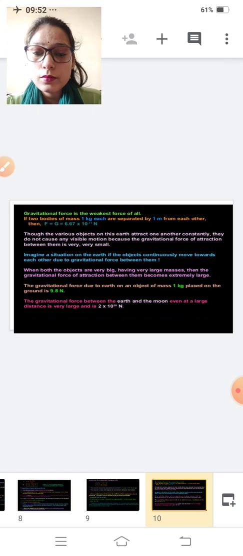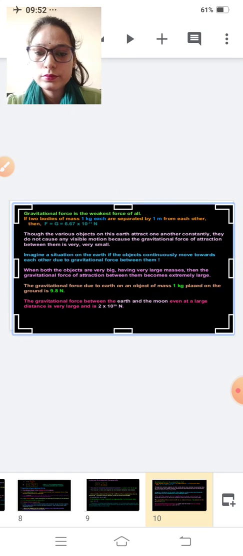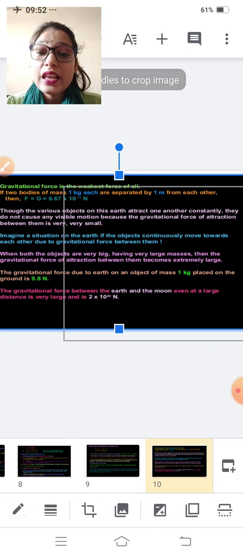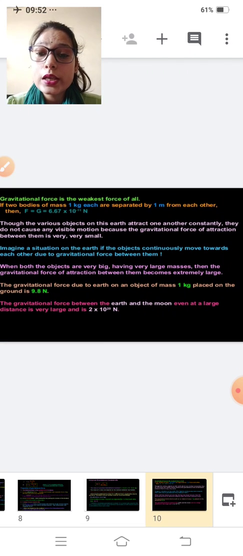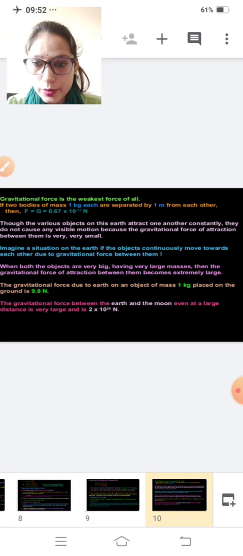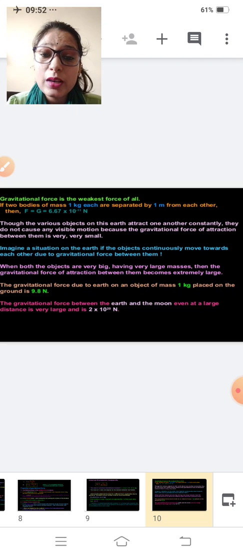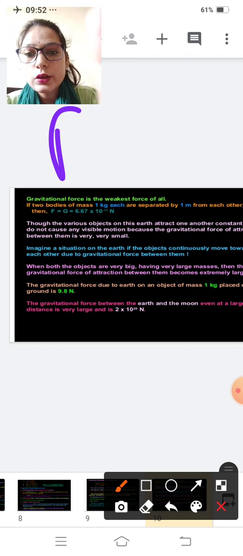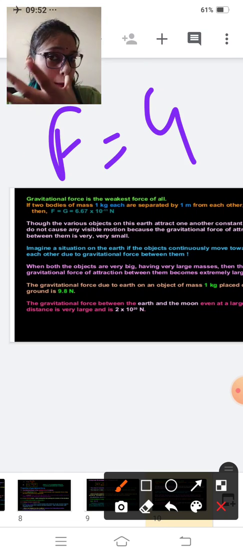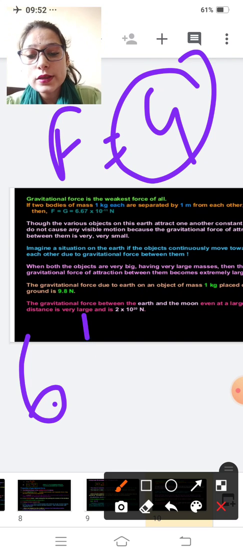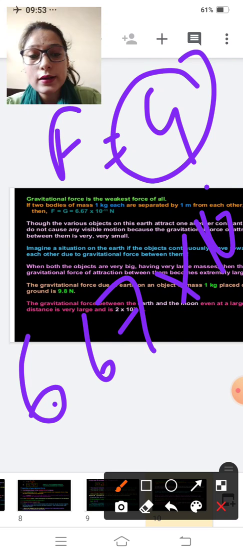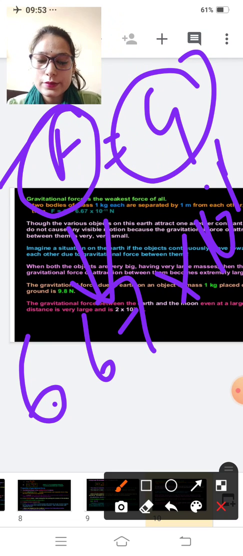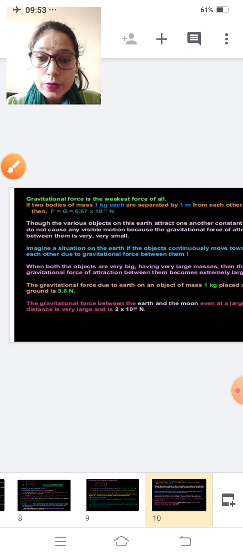Now, gravitational force is the weakest force of all. I told you this thing earlier. If two bodies of mass 1 kg each are separated by 1 meter, then F is equal to G. And what is the value of G? 6.67 into 10 to the power minus 11. So what is the value of F? The value of F is this. Is this clear to you?